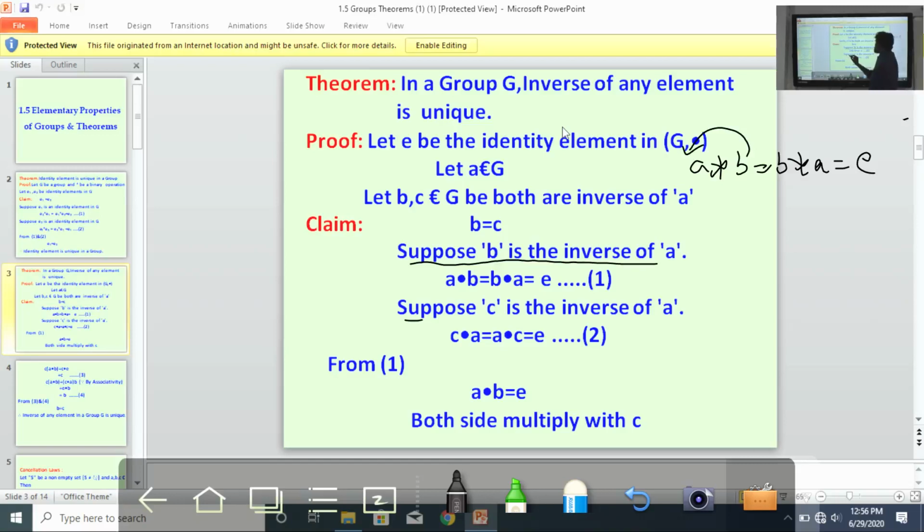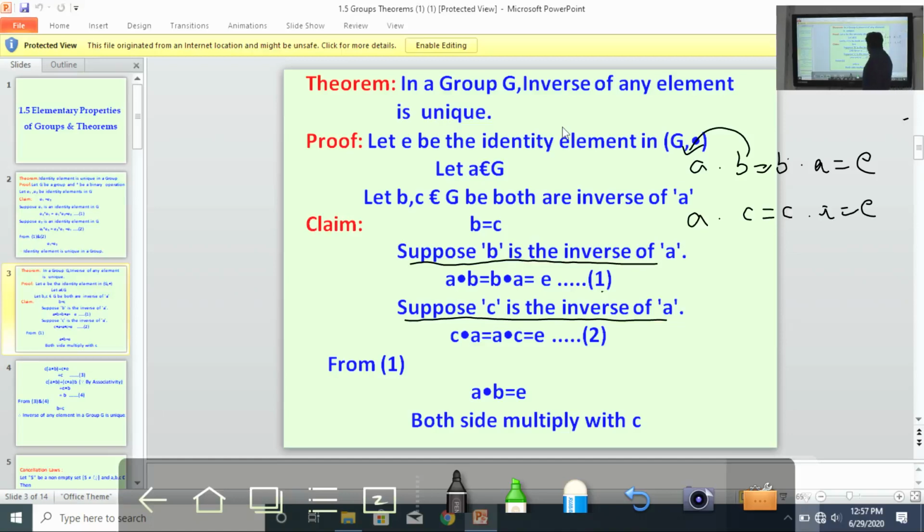Suppose C is the inverse of A. So you take C in the place of B. Again A star C equal to C star A equal to E. Here what is star? Dot. Dot is the operation.